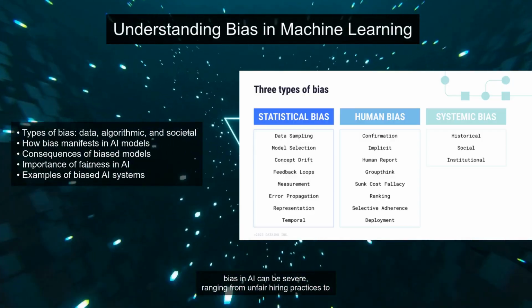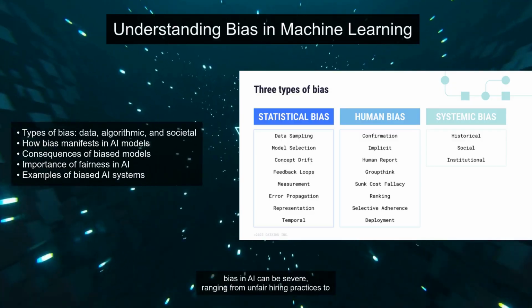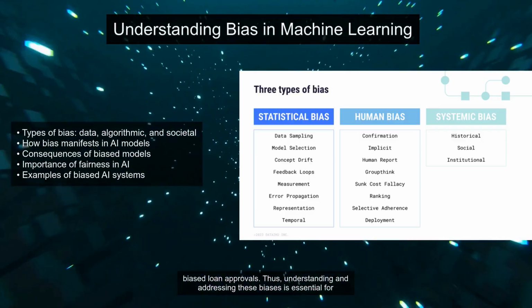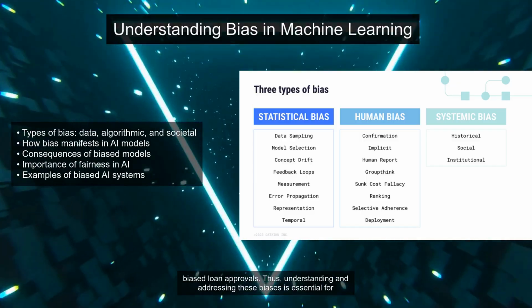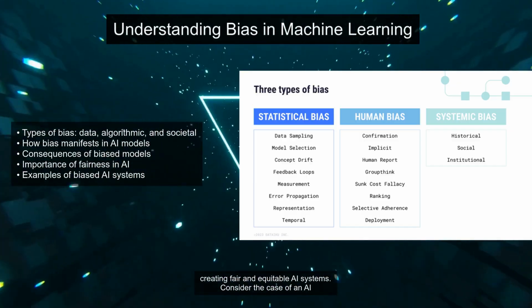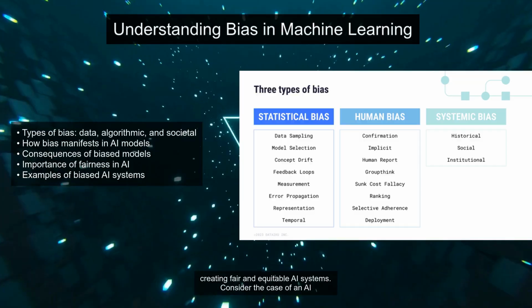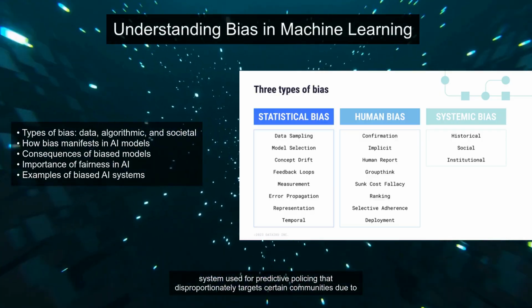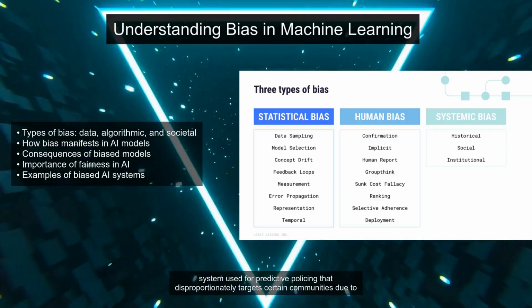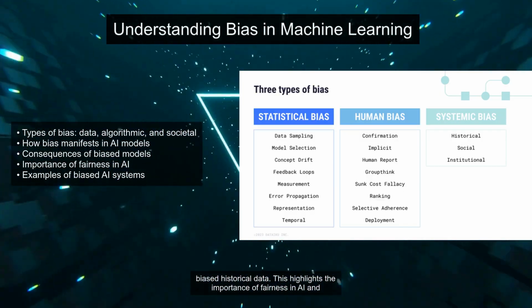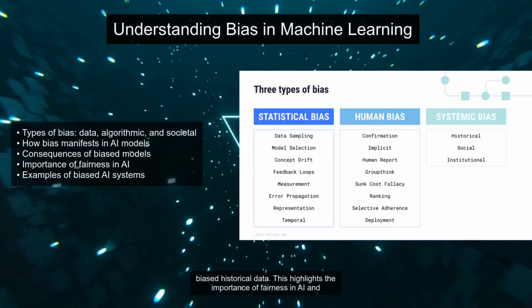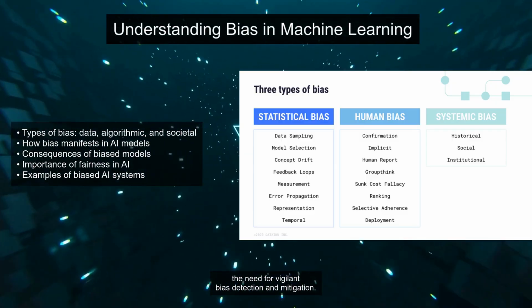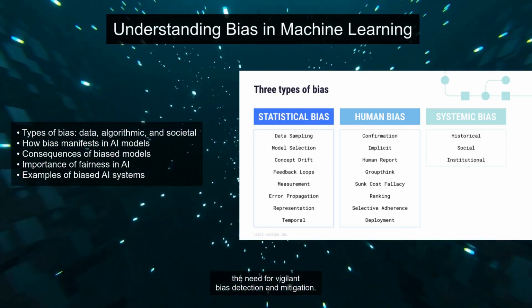The consequences of bias in AI can be severe, ranging from unfair hiring practices to biased loan approvals. Thus, understanding and addressing these biases is essential for creating fair and equitable AI systems. Consider the case of an AI system used for predictive policing that disproportionately targets certain communities due to biased historical data. This highlights the importance of fairness in AI and the need for vigilant bias detection and mitigation.